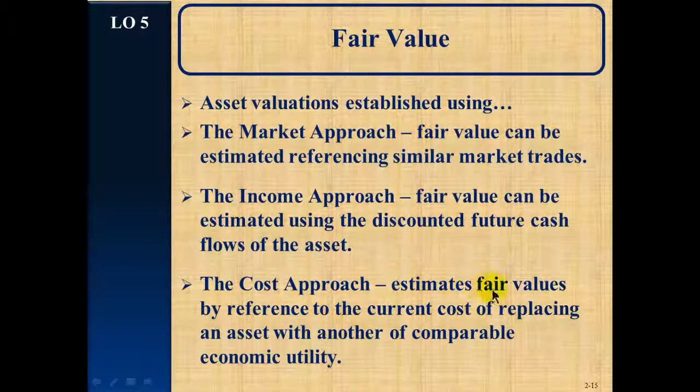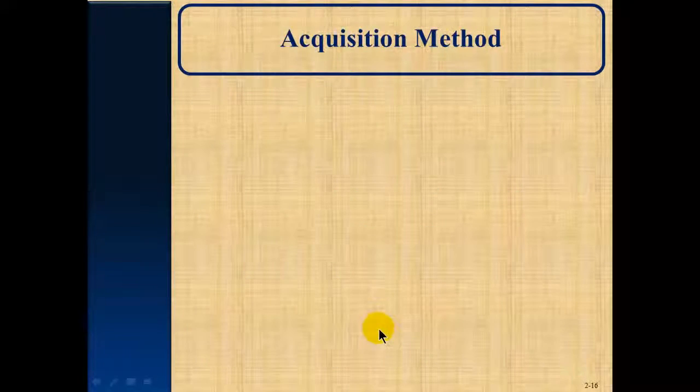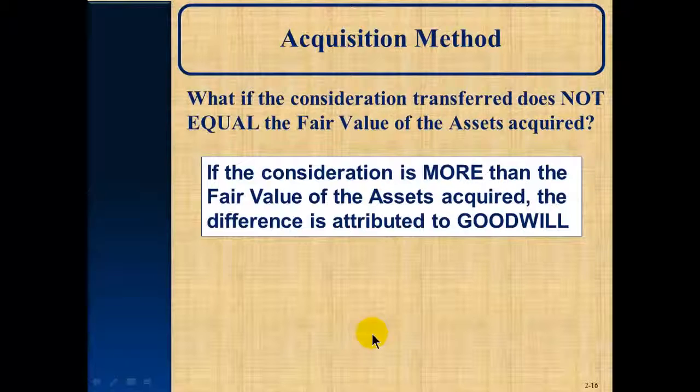Now, the cost approach estimates fair values by reference to the current cost of replacing assets. But notice this: if you don't have a tradable market for an asset, you say, what's it going to cost to replace it? That is an option for you. I would caution against using something like what do I want to insure it for, because there can be a disconnect between those numbers, between what it would really cost to replace, and what you might want to have as an insured value on that.